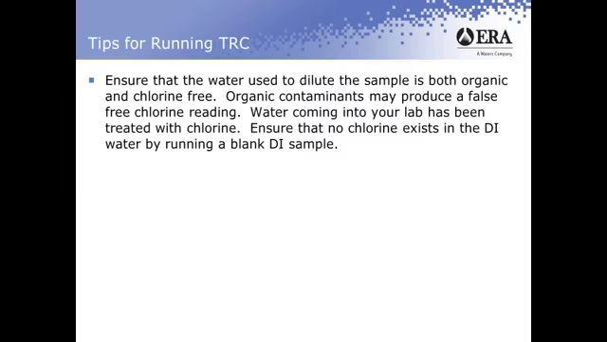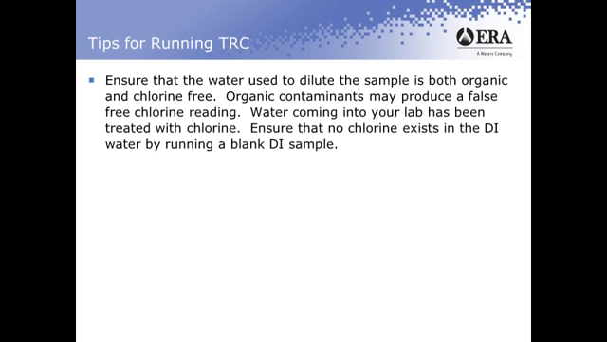So the first tip here is that we want to ensure that the water that we use to dilute up the sample from your PT provider is both organic and chlorine free. Organic contaminants may produce a false free chlorine reading. And since we're analyzing for total residual chlorine, free chlorine is a subset of that. So we want to make sure that we're not getting any false results by having organic contaminants in our water.